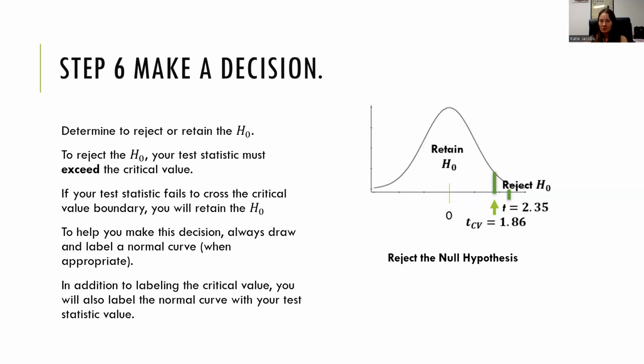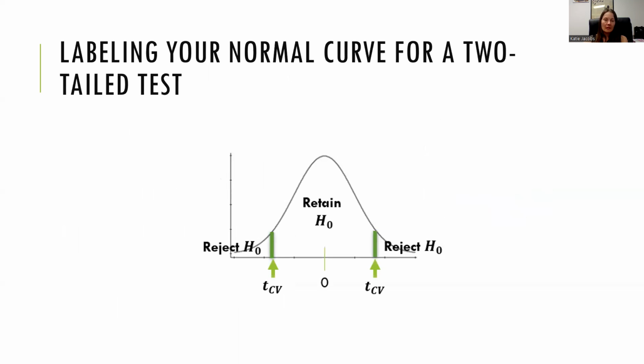Okay, and in this one, we reject our null hypothesis because our test statistic value exceeded our critical value. So if we're labeling it for a two-tailed test, remember we have two tails on our normal curve. The critical value will be the same number, but one will be positive, the one on the right side, and one will be negative, which is the one on the left side.